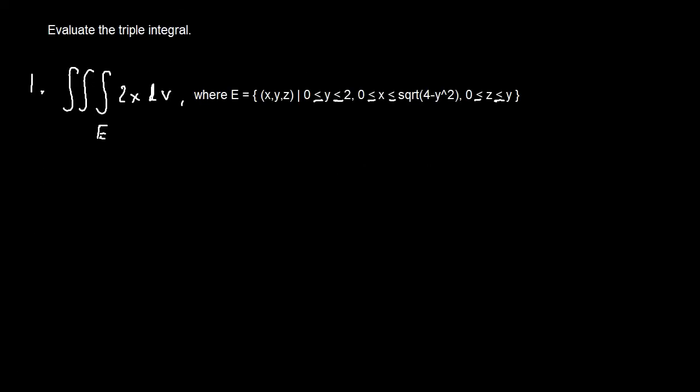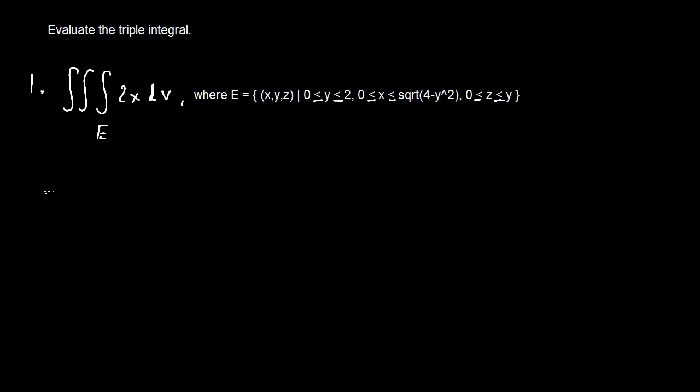So for these next set of problems, let's evaluate the triple integral. For number 1, we have the triple integral of 2x dV described by the region E, where E in set notation is all x, y, z ordered triples such that the y values range from 0 to 2, the x values range from 0 to the square root of 4 minus y squared, and the z values range from 0 to y. So we just have to turn this into an iterated triple integral and then evaluate from there.